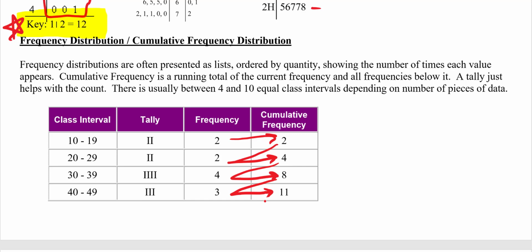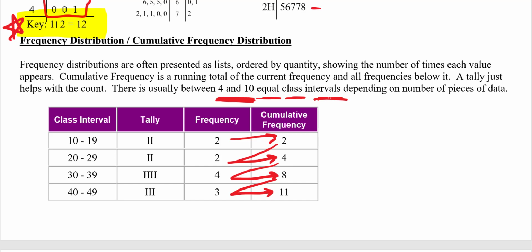This is really important too. There are usually between 4 and 10 equal class intervals, depending on the number of pieces of data. If you have a lot of data, you're probably going to have more class intervals, but only a maximum of 10. The reason is that otherwise you start breaking it up too much. If I have 20 class intervals, it's almost too complicated to look at the data. And if I have too few, everything's clumped together and it doesn't split up the data at all. So that's why we have between 4 and 10.